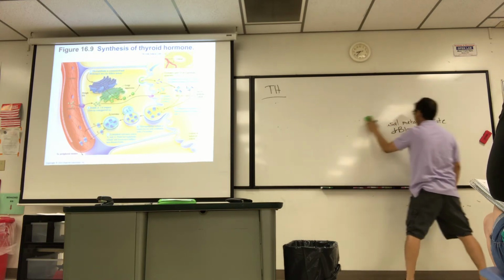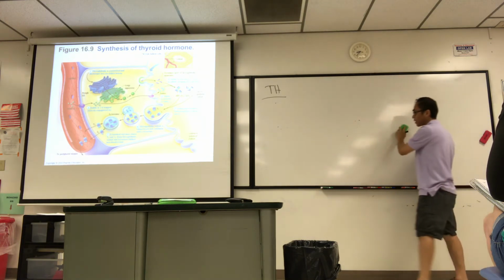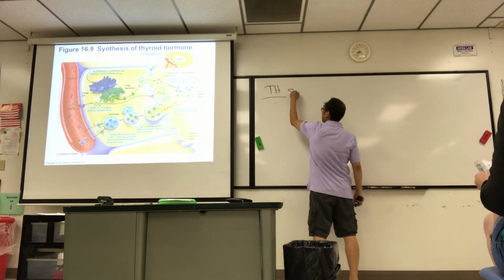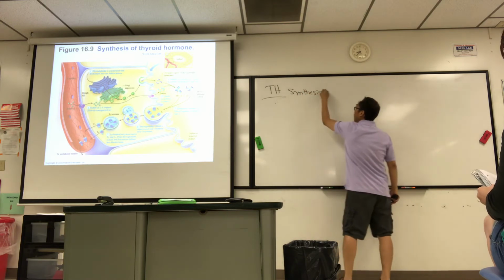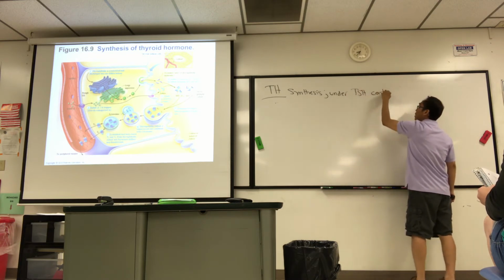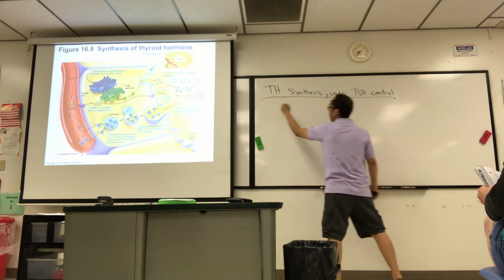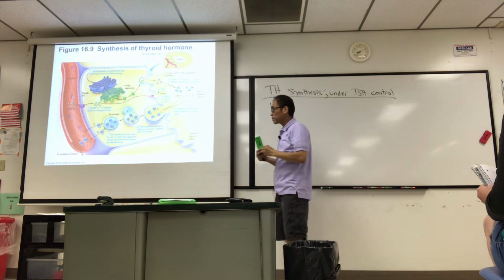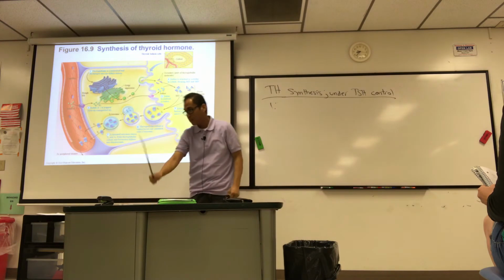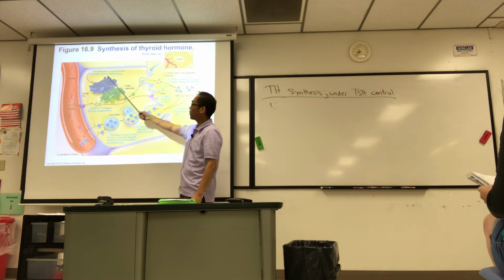So what you see here, they don't have it in the figure, but it's all being stimulated by TSH, thyroid stimulating hormone. So this is thyroid hormone (TH) synthesis under TSH control. Step 1. So once again, follicle cell, colloid, blood vessel. Where is step 1? Okay, under TSH control, you're going to make thyroglobulin.